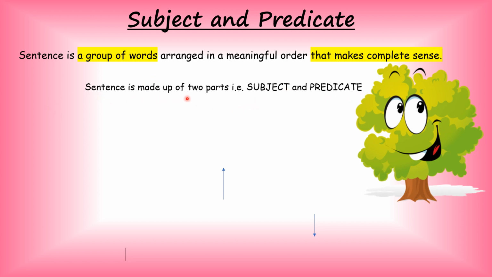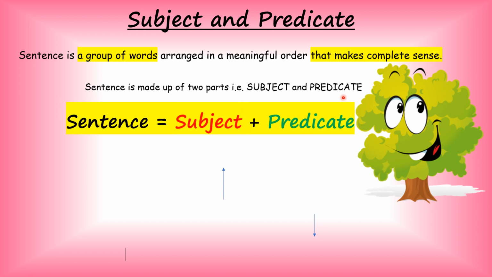A sentence is made up of basically two parts, that is subject and predicate. We can say sentence is equal to subject plus predicate. That means when subject and predicate join together, they form one sentence.